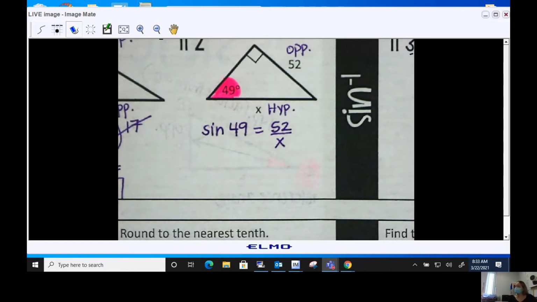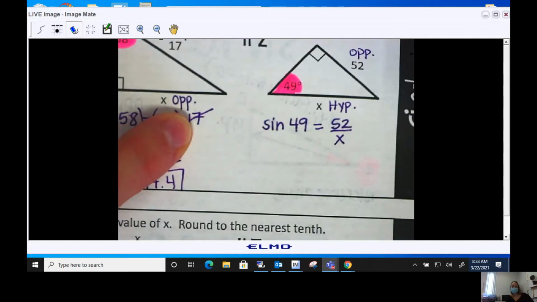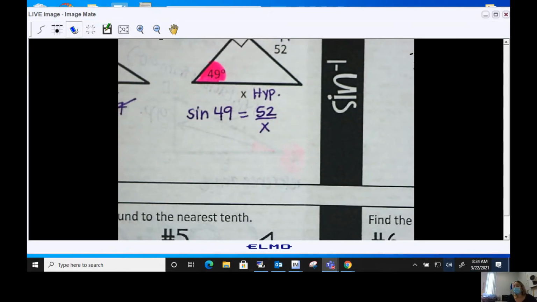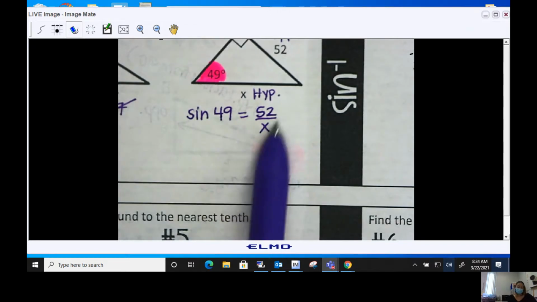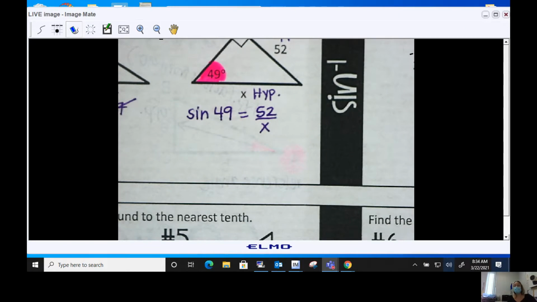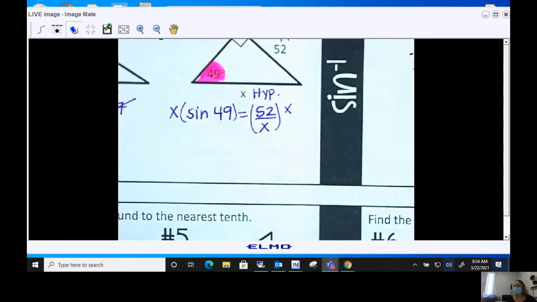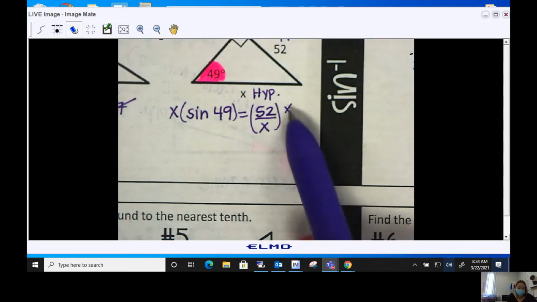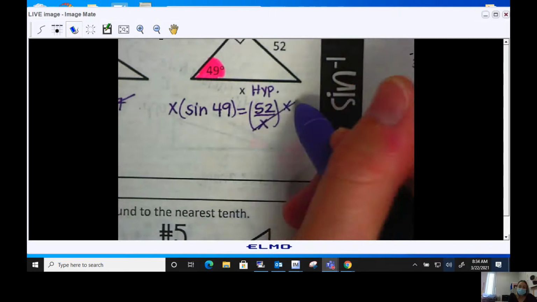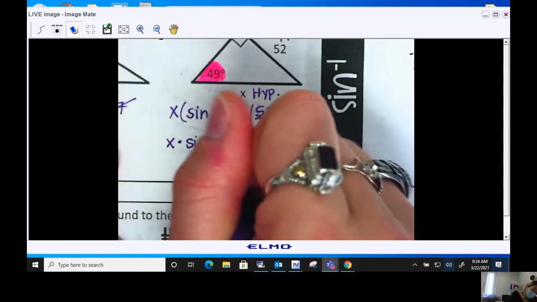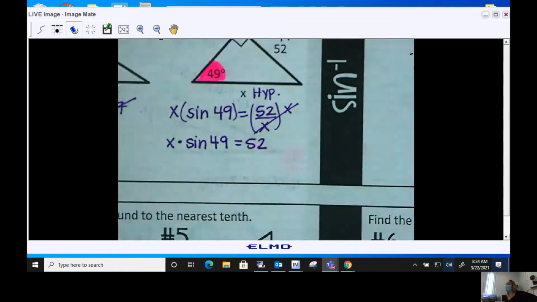Okay. Now, in the last problem, right, we got rid of the divided by 17 by multiplying by 17. In this problem, how am I going to get rid of divided by x? Divided by 52. Not quite. Okay. I want to get rid of the divided by x. What's the opposite of dividing by x? Multiplying by x. Yeah, so I'm going to take both sides of this equation, and I'm going to multiply by x. Now, just like in the last problem with my 17s, my x's cancel each other out. I'm left with x times the sine of 49 equals 52. That's great, but I still don't have the x all by itself.